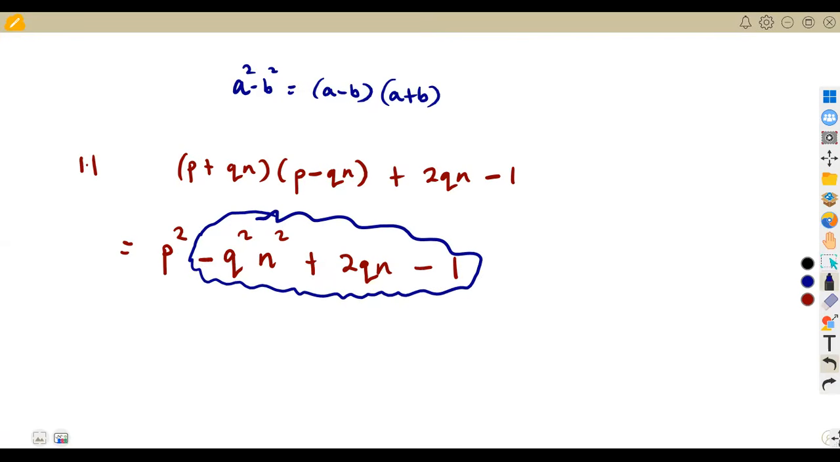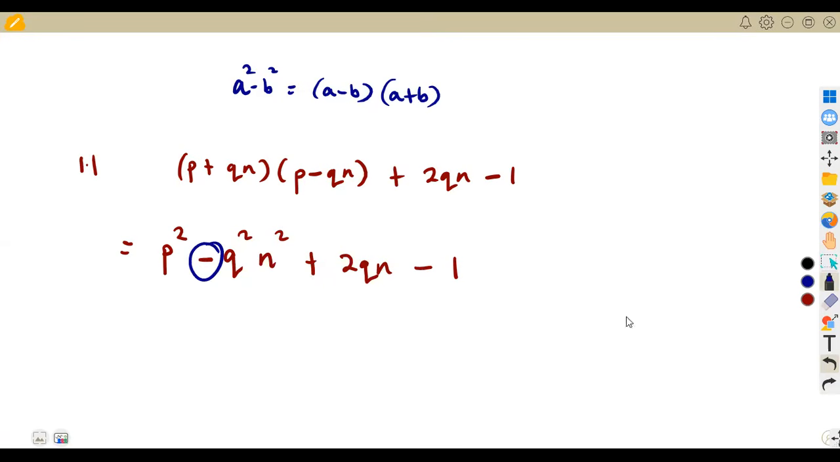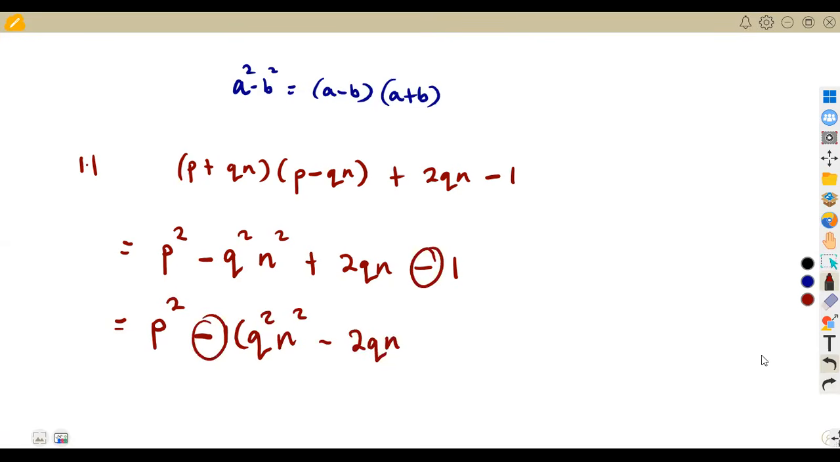But for us to be able to factorize properly, let us just make this a positive. So you can factor out a negative from that. So it's going to be p squared. We factor out -1. So if we factor out a -1, which is just a negative in that case, okay, we are going to have this negative and negative, which will be positive. So that will be q squared n squared, positive and negative, it will be negative 2Qn, negative and negative, that will be a positive 1 in this case.